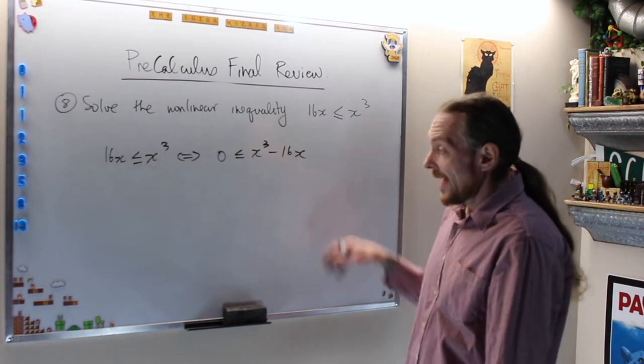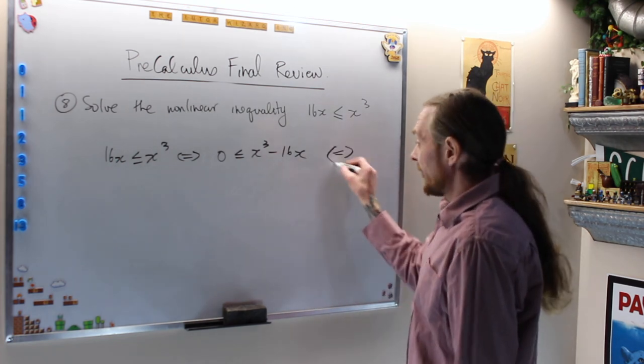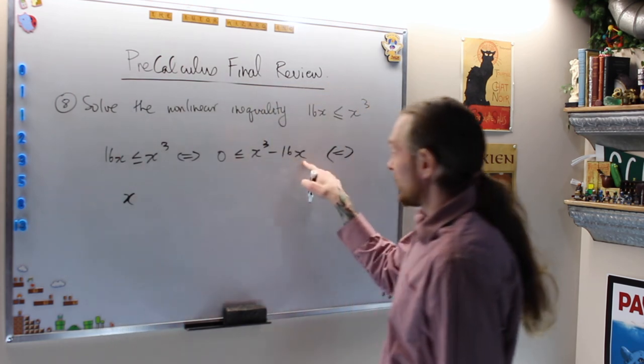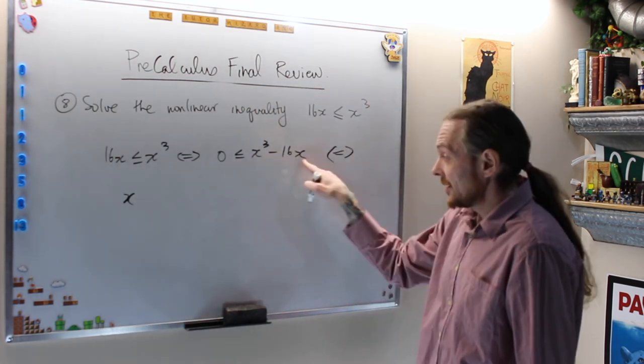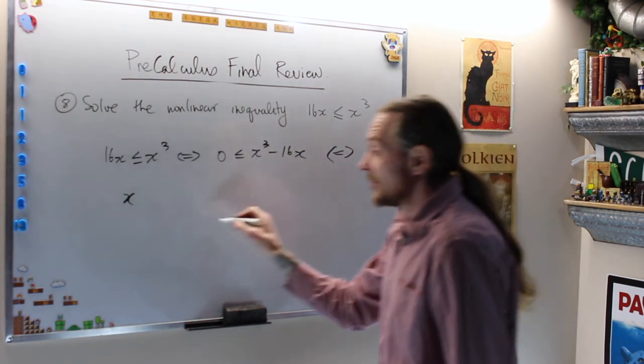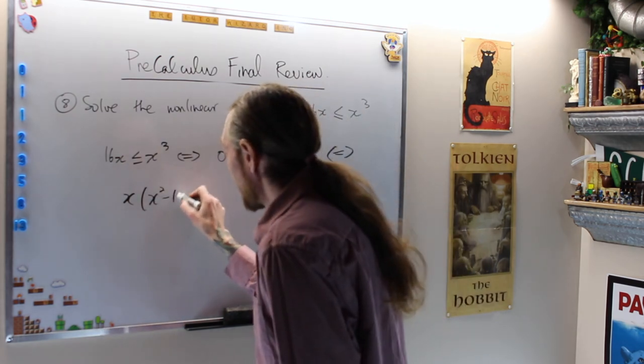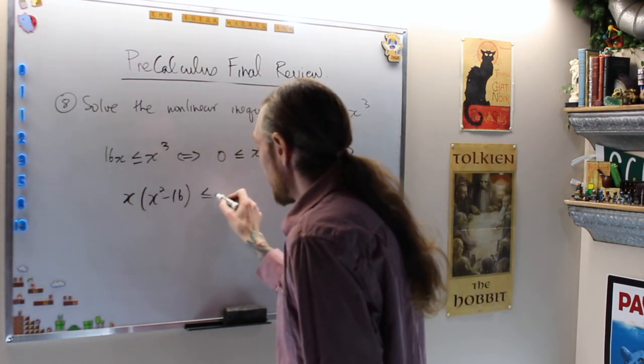Now the strategy is factor it. This is if and only if, I see I have x in both terms. That's rule one of factoring. If you can see something common in them, take it out. That gives me x times x squared minus 16 is less than or equal to 0.